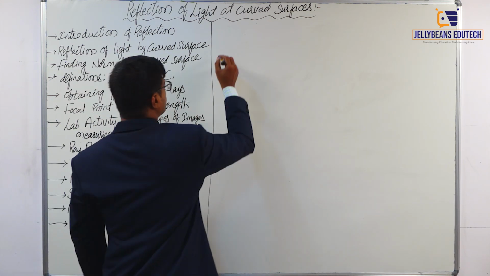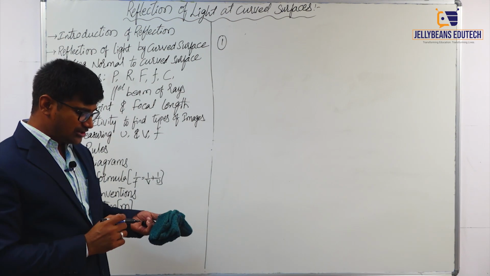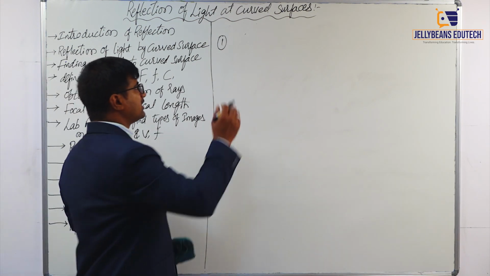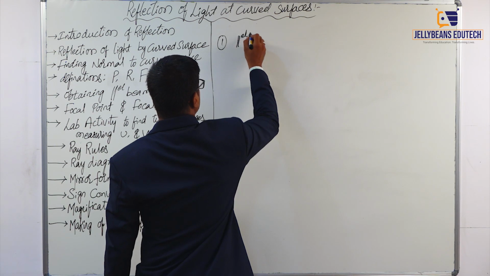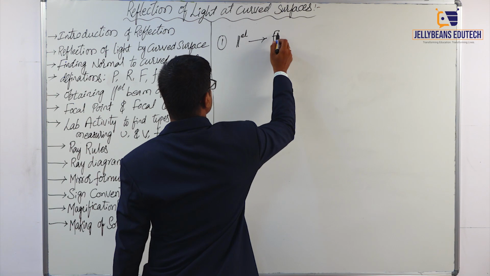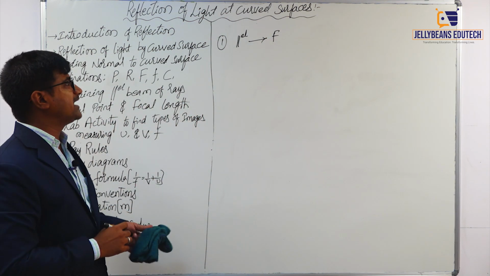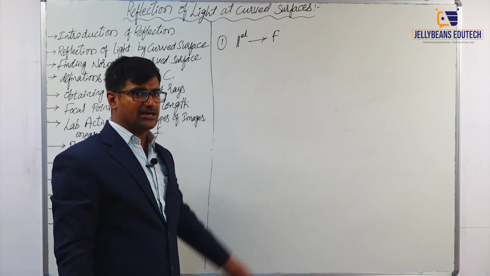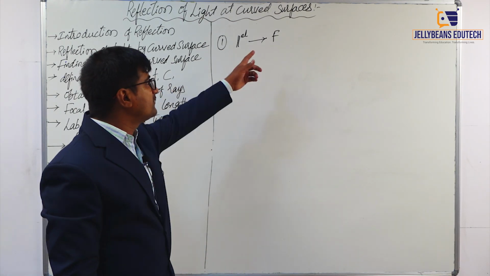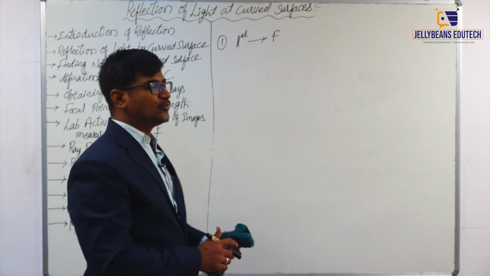So the first ray rule: when the light ray is parallel to the principal axis, after reflection it passes through the focus. Here, when the light ray is parallel to the principal axis, after reflection it passes through the focus.